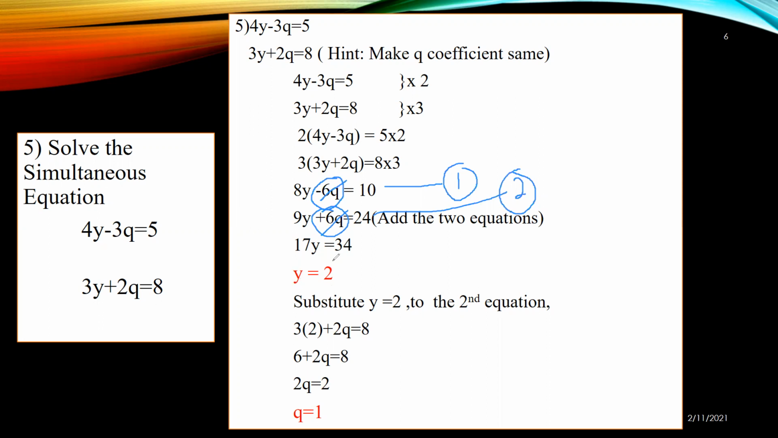I have to find the value of y. Therefore, I have to divide both sides by 17. So that is my next step. Then you will get y as 2. After that, you can substitute into any equation. I have taken the second equation. Then 3 times 2 plus 2q equals 8. 3 times 2 is 6. Now carry this 6 to the other side as -6. 8 minus 6 is 2. 2q equals 2. So divide both sides by 2. Then you will get q as 1.